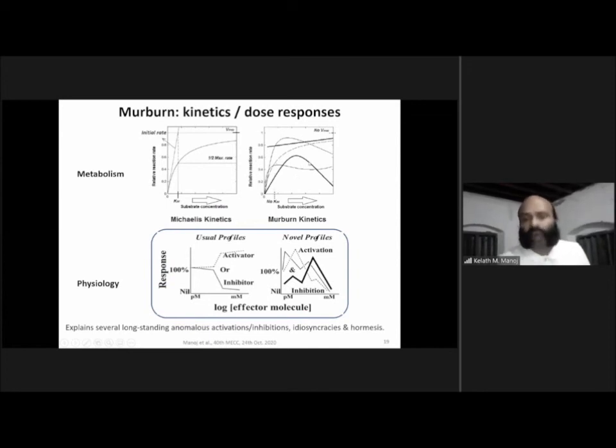That's the Maverick-Murburn kinetics. What does it lead to in terms of physiology? It leads to very anomalous activations and inhibitions, idiosyncrasies and hormesis. Until now, there was no explanation for hormesis. Hormesis is when, suppose you have a millimolar level of a drug, you don't have any effect, activation or inhibition. But then at a very small concentration, it might show a profound activity. That's because radicals might get stabilized at a lower concentration. So with that, it all started.